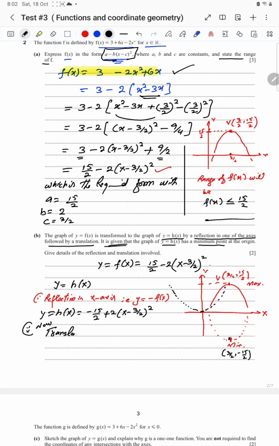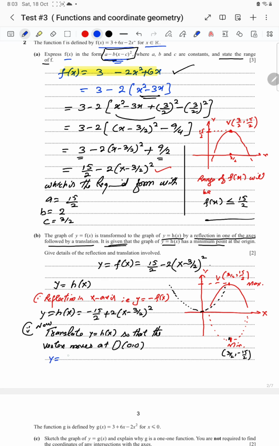Now you translate y equal to h of x, the above function or graph, so that the vertex moves to the origin 0, 0. For that, it means x and y become 0. So we can say y will be here. I can change the color to highlight this final case.